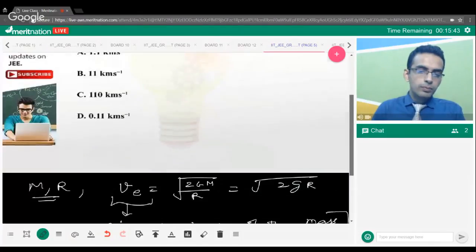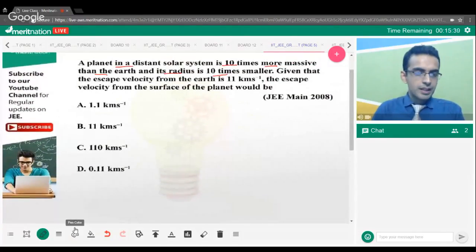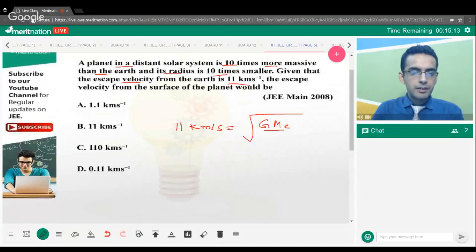Now let's see the question. The question says, for a planet in a distant solar system having mass 10 times more than that of Earth, now see students, what is the value of escape velocity from the Earth? You can see it's 11 kilometers per second, right? So 11 kilometers per second is equal to under root of GMe divided by Re, where Me is the mass of Earth and Re is the radius of Earth. It's given in the question. Although it's 11.2 kilometers per second, it's given in the question that came in JEE.